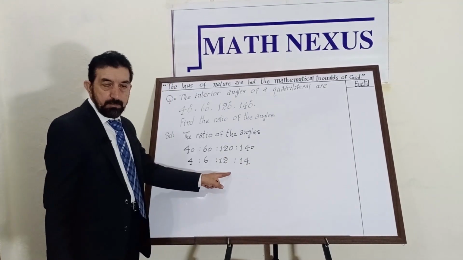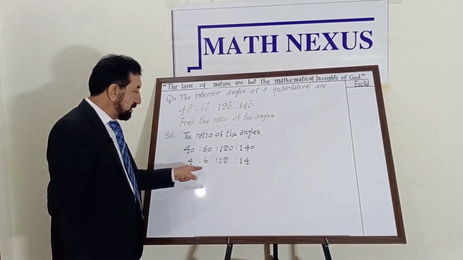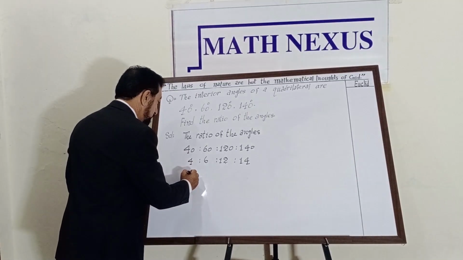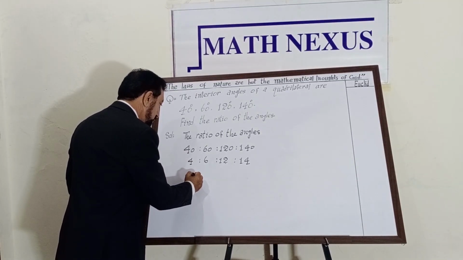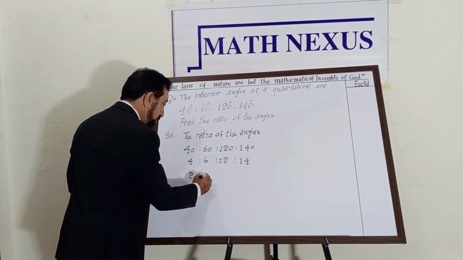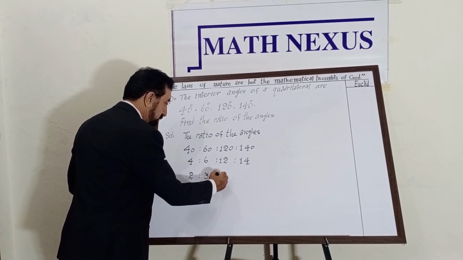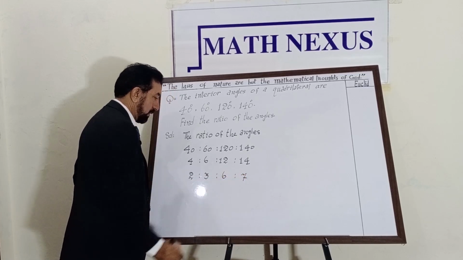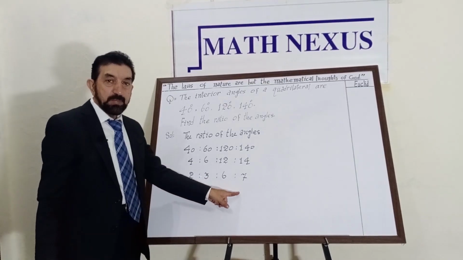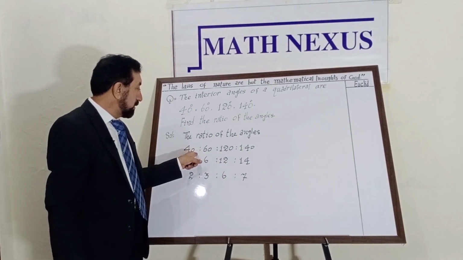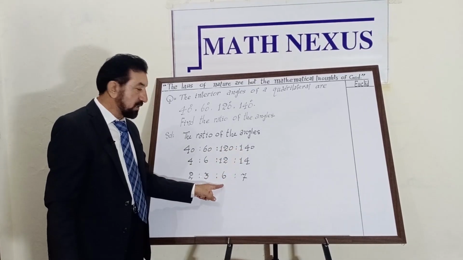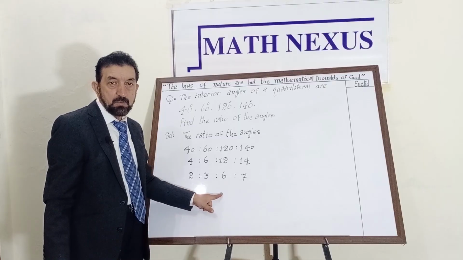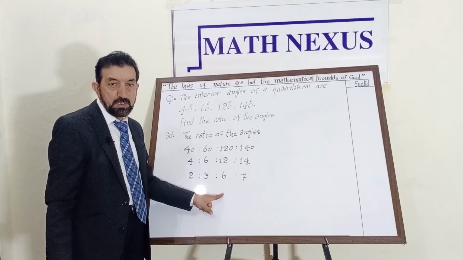Now there is a common factor in this ratio. Now we want to simplify further. Divide by 2, 20 ratio 30 ratio 60 ratio 70. Divide by 10 is equal to 2 ratio 3 ratio 6 ratio 7. This is the simplest form of the ratio between the angles. There is no common factor. This is the last stage.